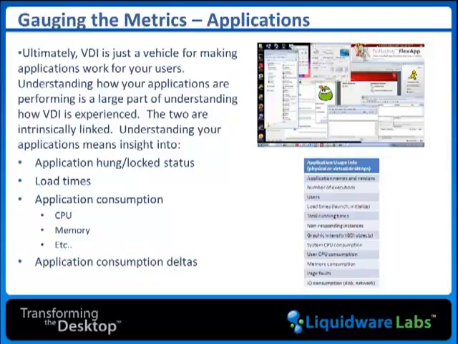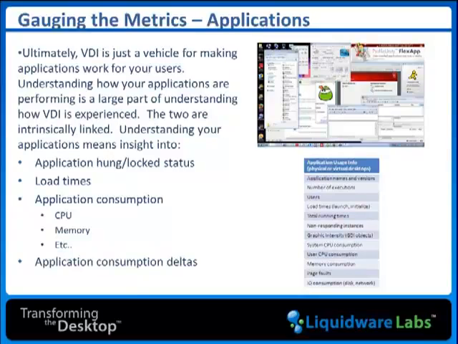Now, understanding these applications means insight into application hung or locked status, aka ANR, load times, and application consumption in terms of CPU, memory, read IOPS, write IOPS, page faults, and graphics consumption. These are all things that you really need to understand. Network consumption and graphics consumption are two very big parts that are usually underutilized inside of VDI in terms of what we need to look at.